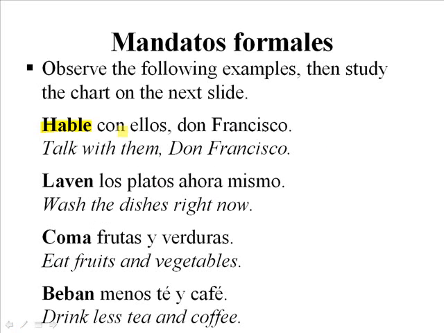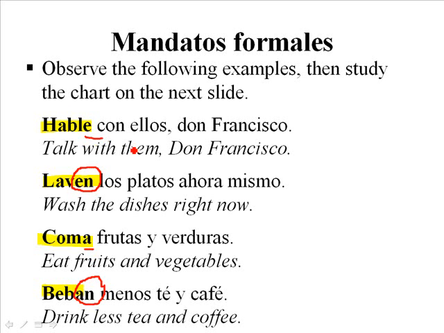Hable con ellos, don Francisco. Laven los platos ahora mismo. Coma frutas y verduras. Beban menos té y café. Now, can you guess which of these are the plural form of the verbs? That's right. Laven, beban. Of course, the singular are coma and hable.